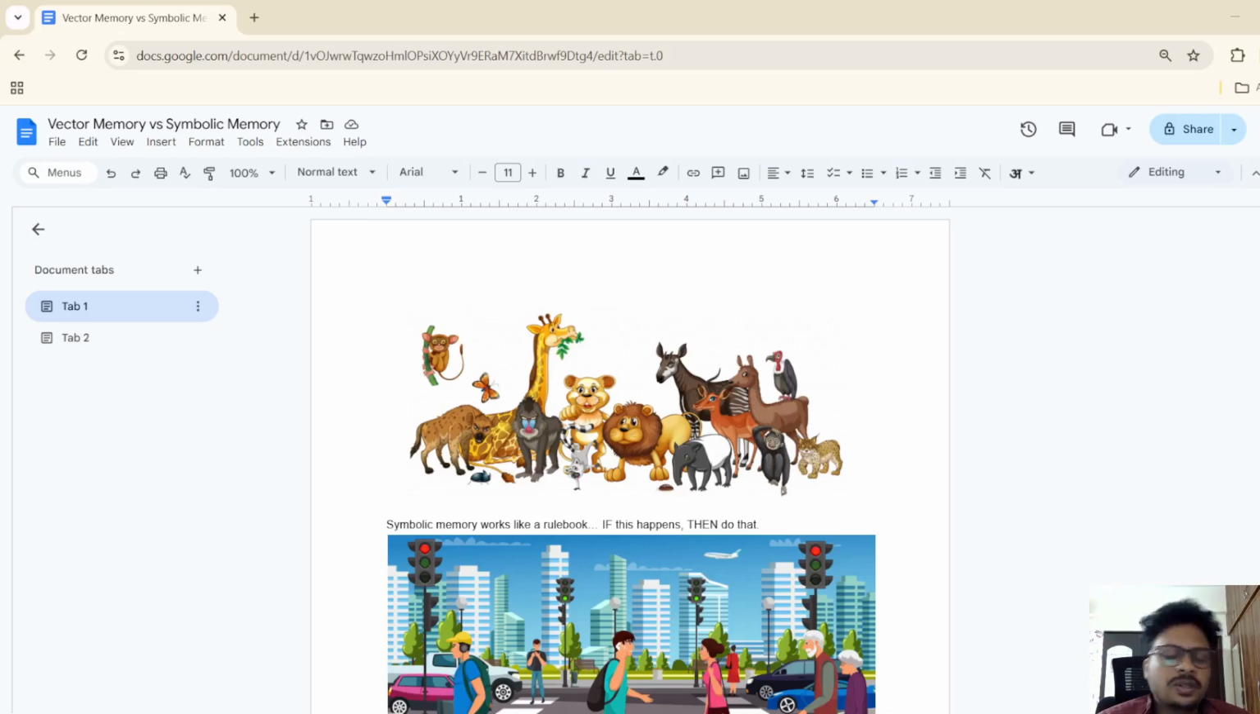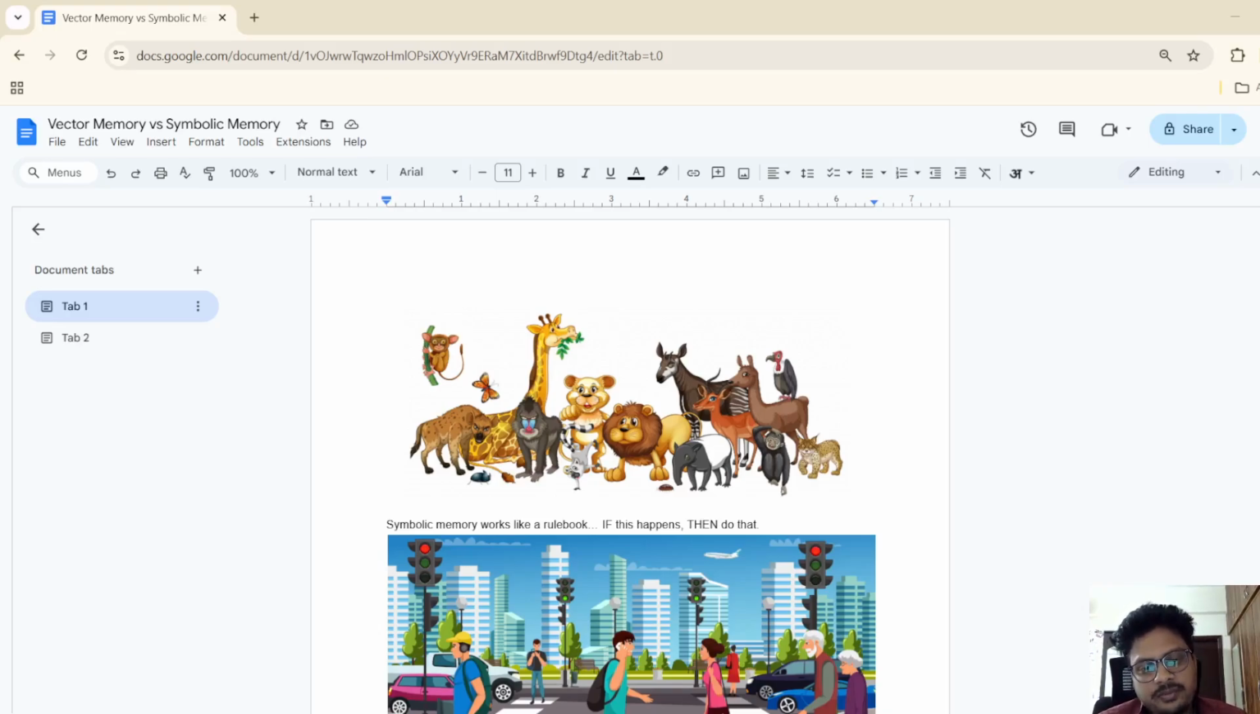So see, there are some limitations also in symbolic memory. It has a big problem: it cannot handle uncertainty. If the rules are incomplete, it will break, it will not be able to take the decision. It cannot understand meaning or similarities.